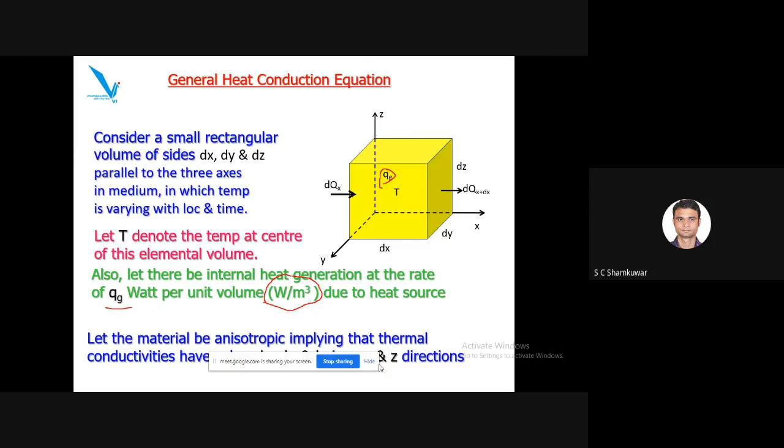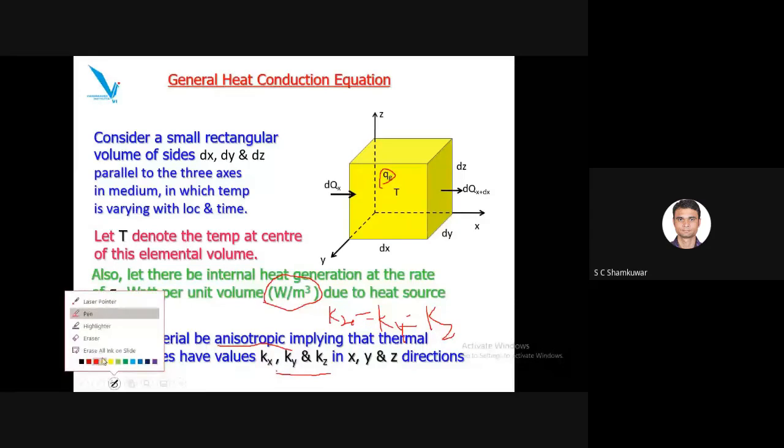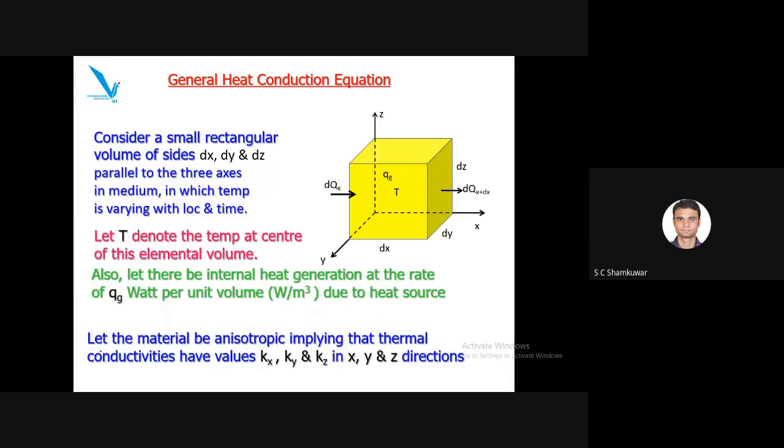Then again, the assumption we are making is that the material is isotropic. We have seen there are two types of material, anisotropic and isotropic. So we are considering isotropic material, meaning Kx, Ky, and Kz are the same. Kx is equal to Ky is equal to Kz. Okay, so these are our assumptions.